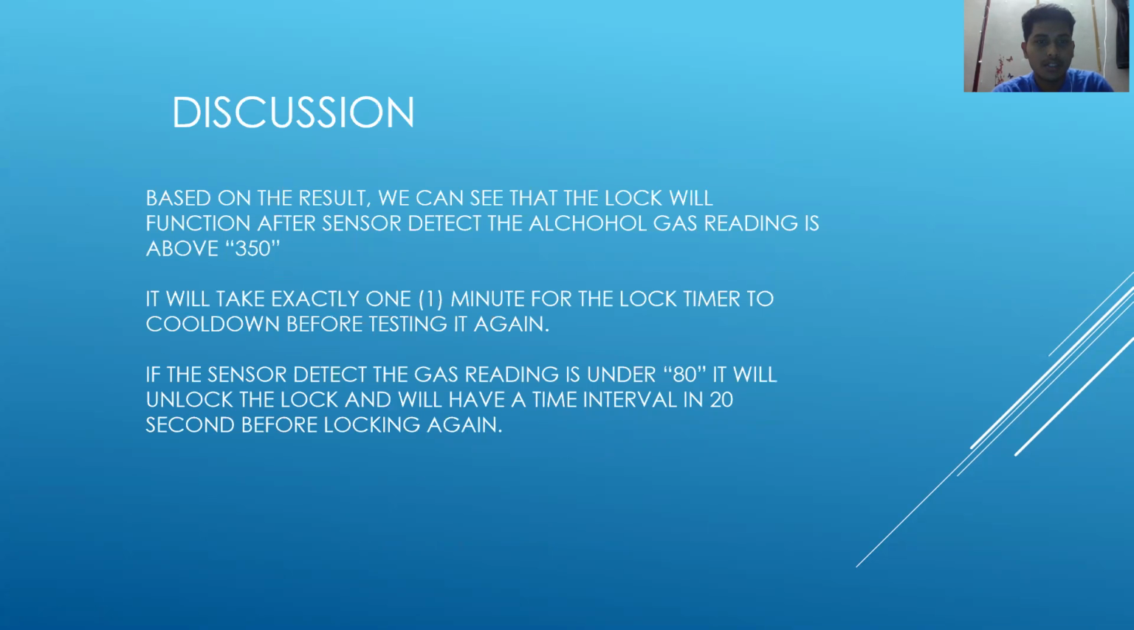Next, discussion. Based on the result, we can see that the lock will function after the sensor detects that the alcohol gas reading is above 350. It will take exactly 1 minute for the lock timer to cool down before testing again. If the sensor detects the gas reading is under 80, it will unlock the lock and will have a time interval of 20 seconds before locking again.